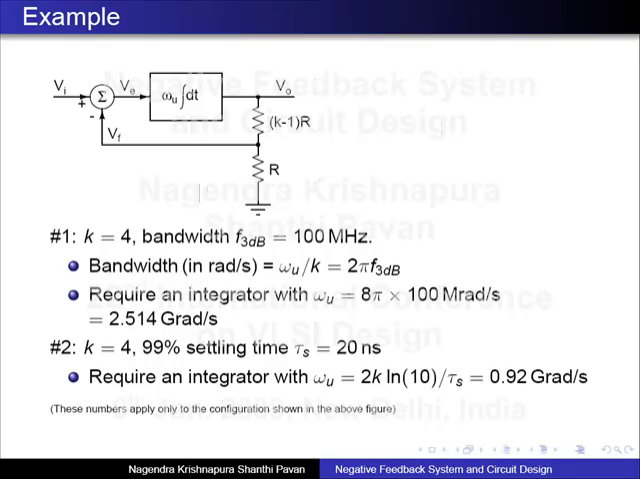Similarly, the spec could be given in time domain, which is to say, you want to make an amplifier of gain 4, and it should settle to 99% of steady state in some time, 20 nanoseconds. And it turns out that you can again, from the expressions, figure out how much time it takes. And the omega u required is almost 1 gigaradians per second. Okay. So, from the spec, you can figure out omega u and then build the amplifier. This clear?